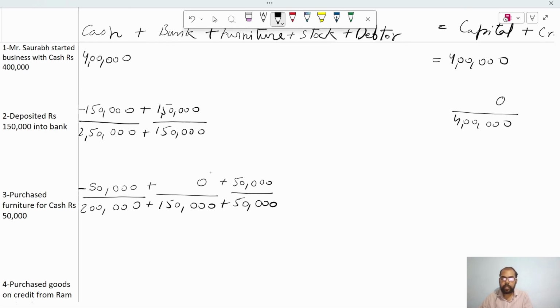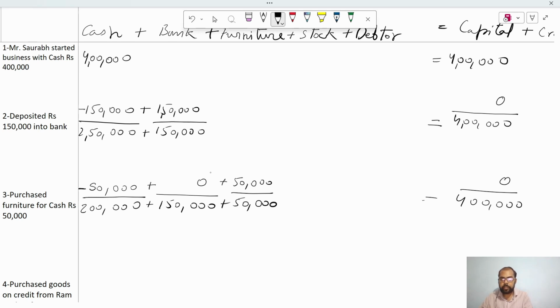Any change on the asset or liabilities side? No, there is no change on the liability side. It will remain zero. No change in capital. Okay, rupees 4 lakh. Now you can see in the second transaction also we have maintained the assets and liabilities equally. Okay, we have balanced both the sides. 2,50,000 plus 1,50,000 is 4 lakh.